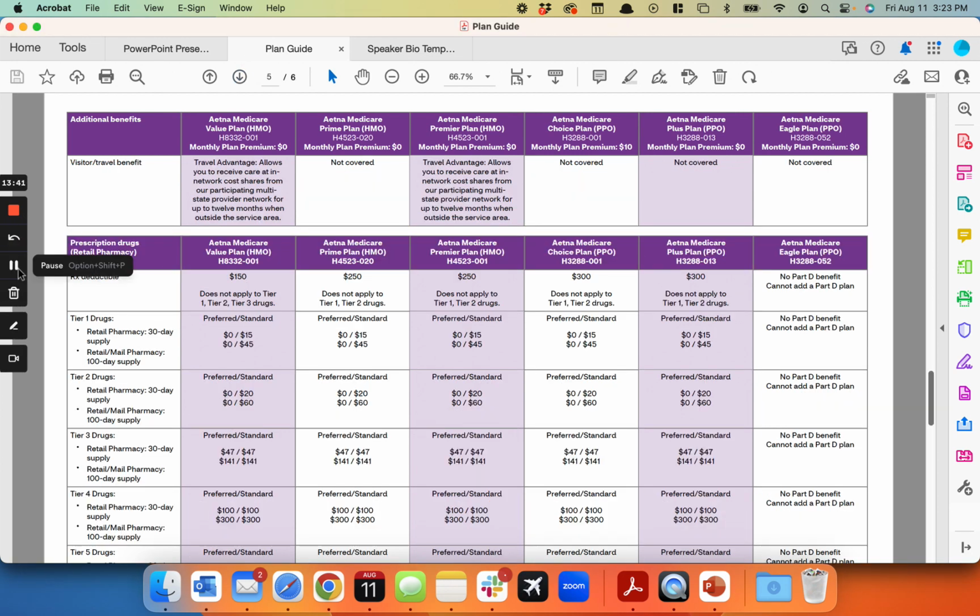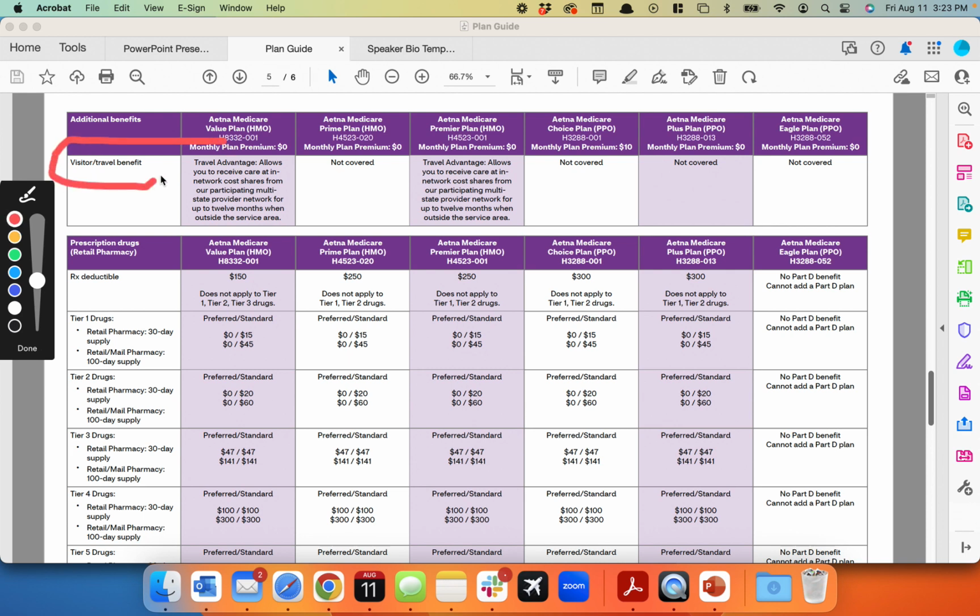And then because this is an HMO, remember you do need a PCP network. One of the benefits that Aetna does is they give you the travel advantage. This allows you to receive in-network cost shares from multiple state provider networks for up to 12 months when outside the service area. So what that means to you is if you go to California and you're in Los Angeles for 6 months visiting your daughter, you can actually just call Aetna and let them know. They will find you a PCP that you can go to there and pay the cost that it would be in San Antonio. So it's a great benefit to have, it kind of travels with you.